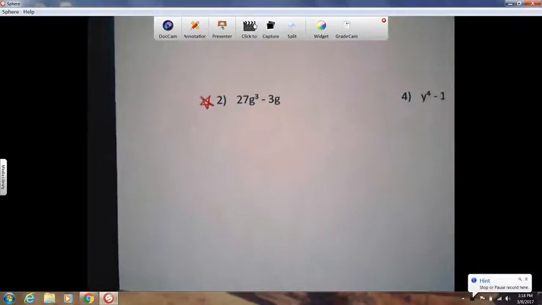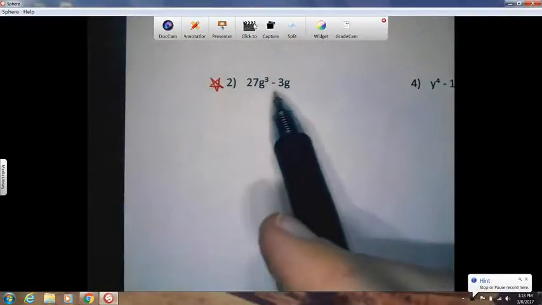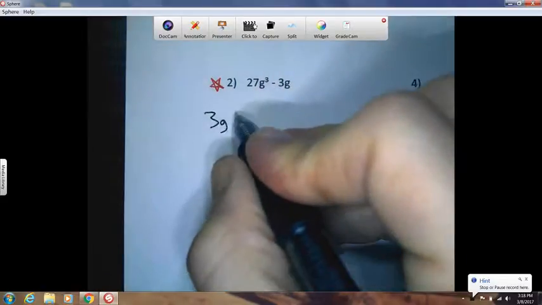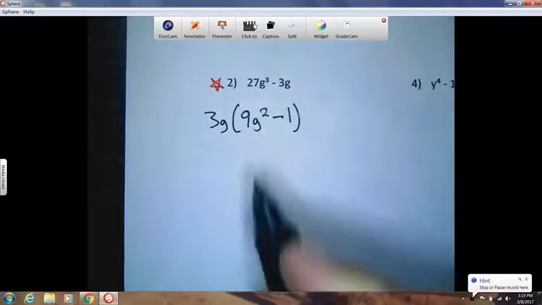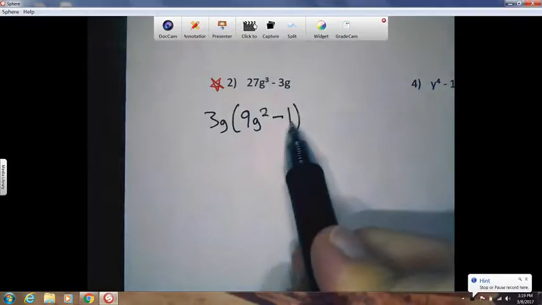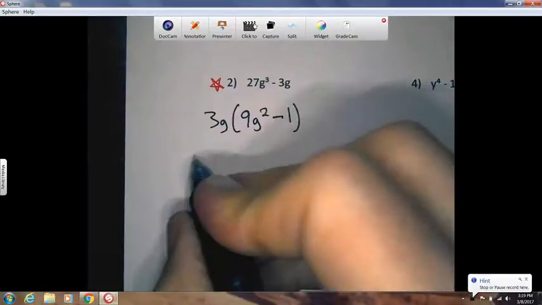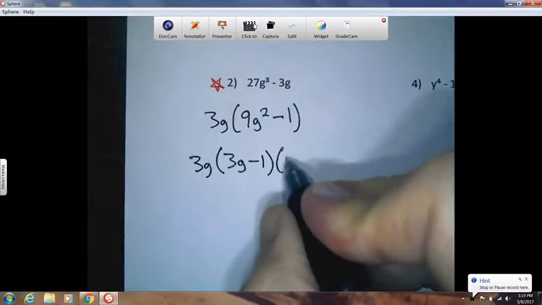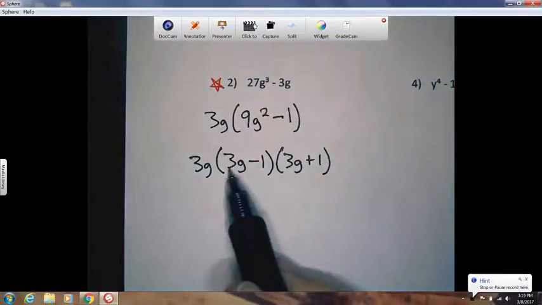Let's look at number 2. I have starred this because I can factor out a greatest common factor first. My greatest common factor is 3 and g, because both of them have a g. So 3g, so 9g squared minus 1. This is a difference of squares. Again, this is a perfect square because 1 times 1 is 1. This is a perfect square and it's a difference. So 3g minus 1, 3g plus 1. And now I'm done because 3 is not a perfect square. I cannot factor it anymore.